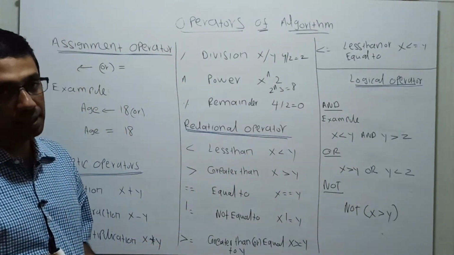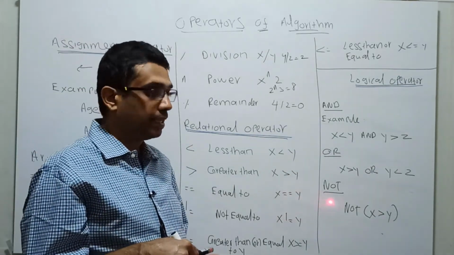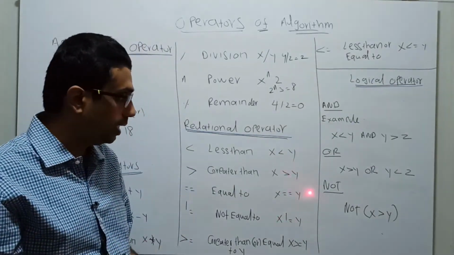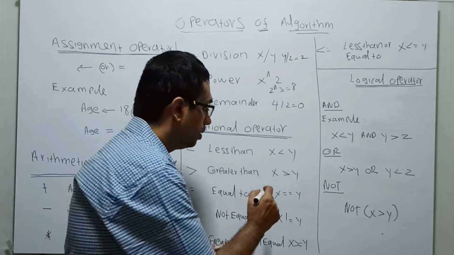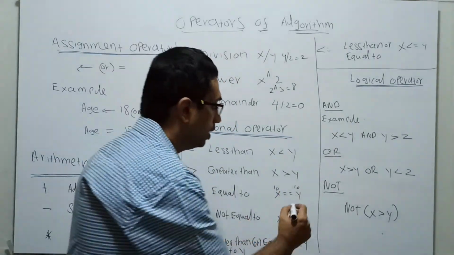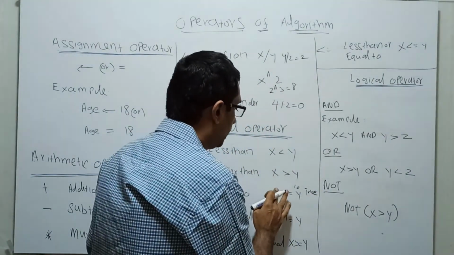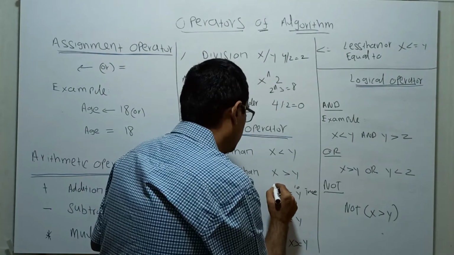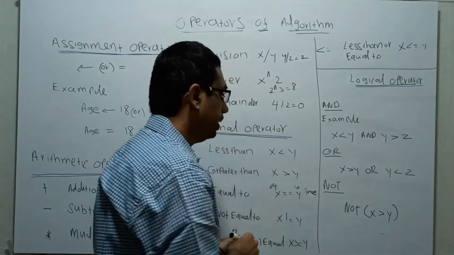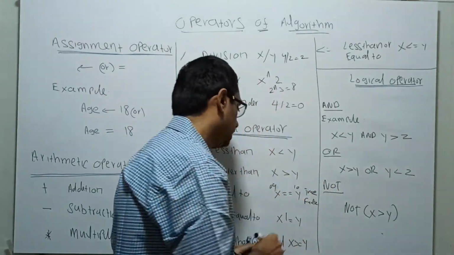Next, the equal to comparison operator. x equal to y: if x and y have the same value, for example x is 10 and y is 10, it will return true. For example, if x is 9 and y is 10, then it will return false. True or false is the result.